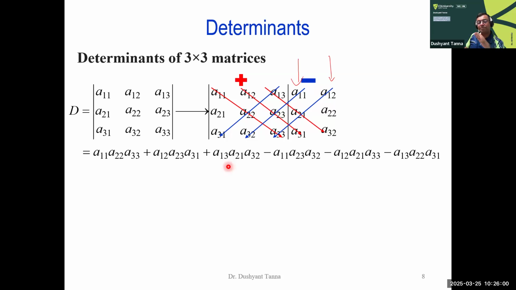Now subtract the secondary diagonal elements. So A13, A22, A31. A11, A23, A32. And A12, A21, A33. Okay. Doesn't matter how you write it, but these three elements are subtracted.